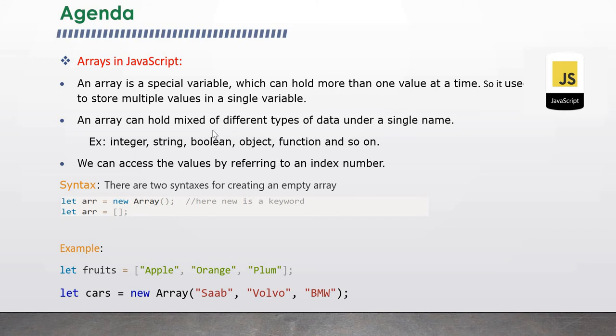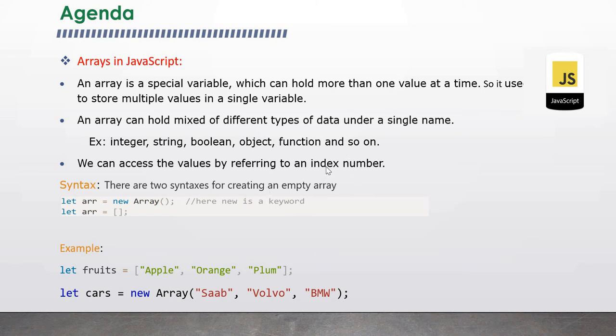But in JavaScript, here is the difference: JavaScript can hold a mix of different types of data in a single name or single variable, which is much more beneficial. For example, in a single variable, you can store integer, string, boolean, object, function, and so on. We can access the values by referring to an index number. An index number is a numbering system which works with the array to identify one specific element in an array. We'll talk about it in more detail.